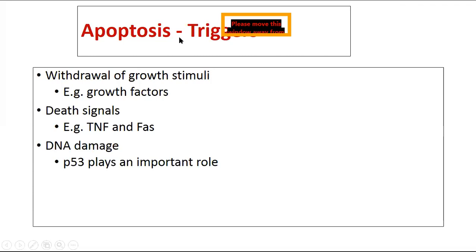Another trigger is DNA damage. Sometimes there is damage to DNA. There is an important gene and its protein we call the P53 gene. That is the one which will detect whether the DNA is damaged beyond repair or can be repaired. If the DNA damage is repairable, P53 sends it for repair. If the DNA damage is not repairable, P53 automatically initiates the process of apoptosis and causes death of the cell.